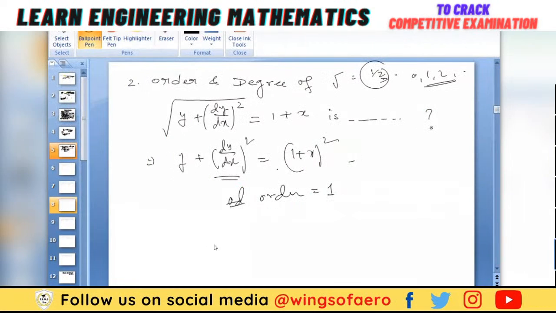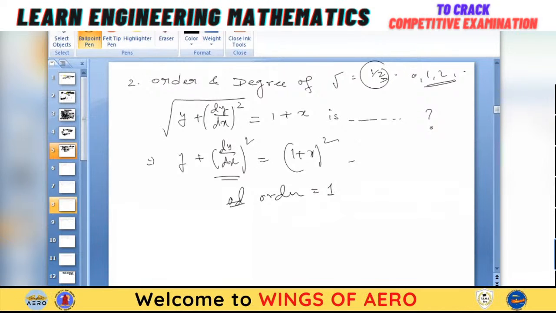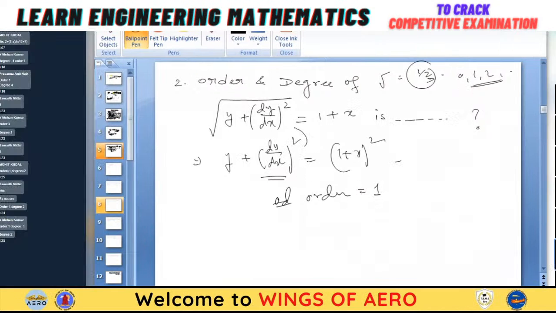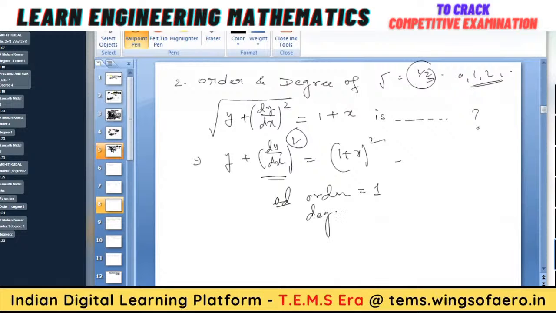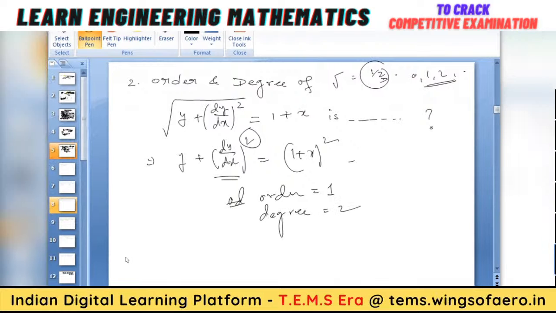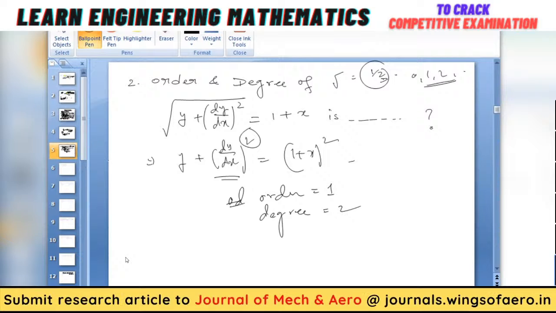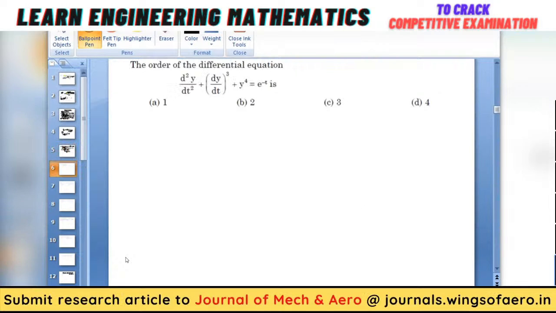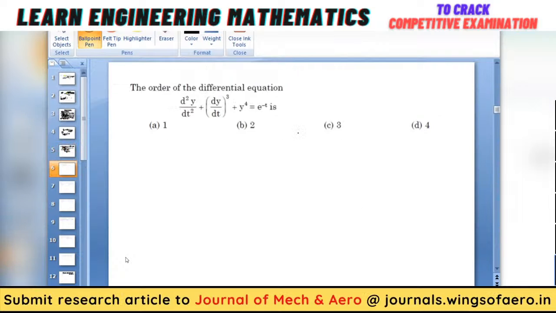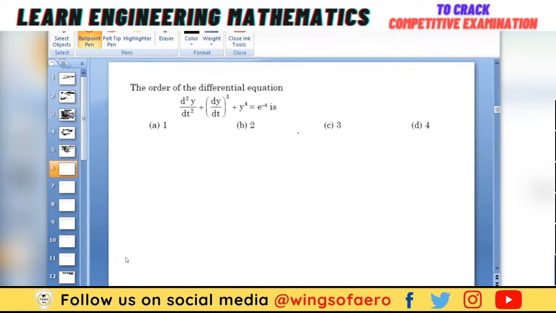Term is there. There is no other differential term. And the power of this differential is 2. So degree is 2. Okay. Next. This is a great question. So what is the order of the differential equation?